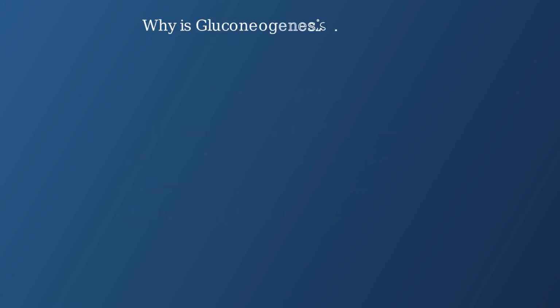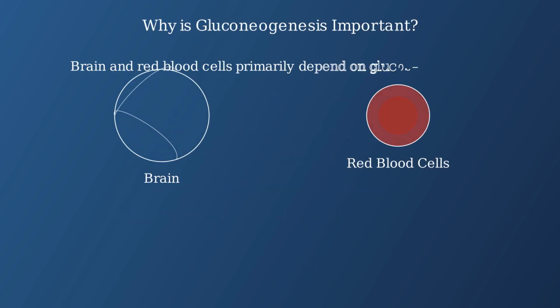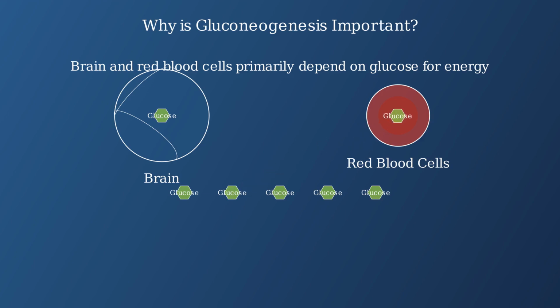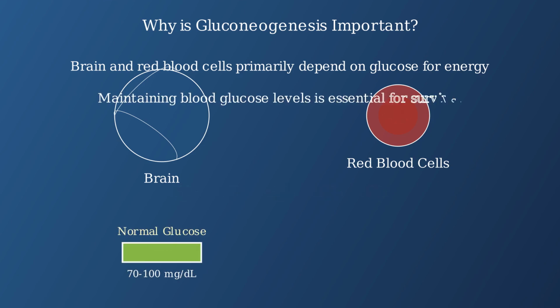Why is gluconeogenesis important? The brain and red blood cells primarily depend on glucose as their main energy source. Unlike other tissues, the brain cannot efficiently use alternative fuels like fatty acids, making glucose essential for normal brain function. Maintaining blood glucose levels within a normal range is essential for brain function and survival. When blood glucose drops too low, a condition called hypoglycemia, it can lead to confusion, loss of consciousness, and even death if severe and prolonged.